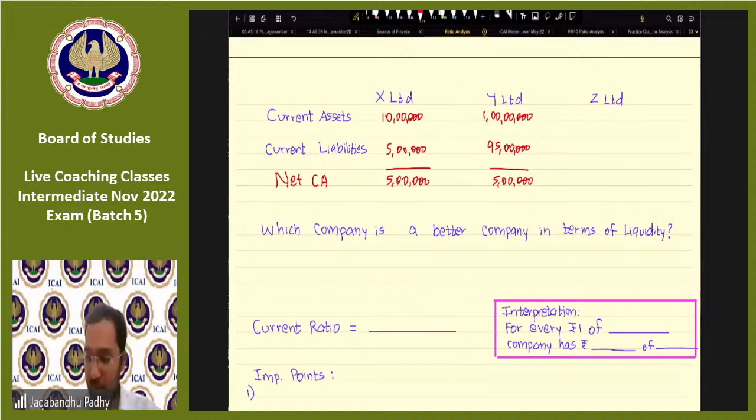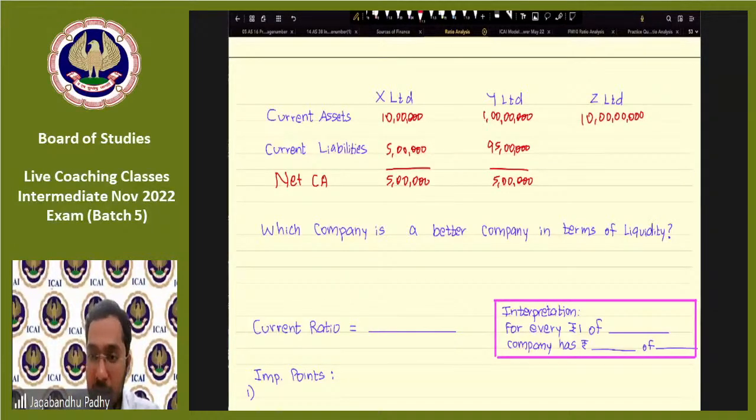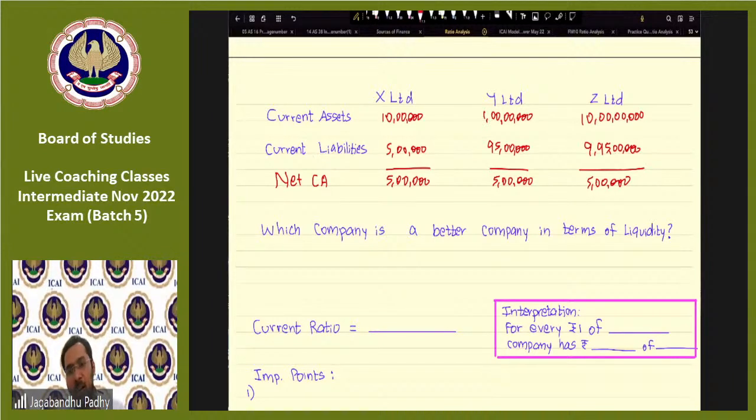Let me give you another case. Let's say company Z is having current assets of 10 crores, and it has got a current liability of 9 crore 95 lakh. Still my net current asset is 5 lakh. So will you say that all the companies are equally capable of honoring their creditors?